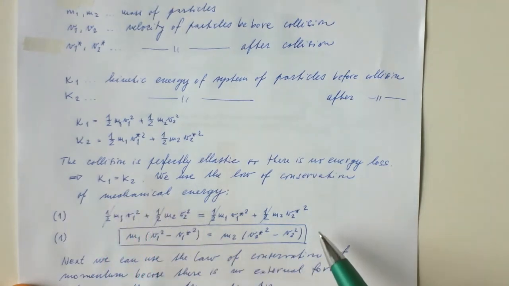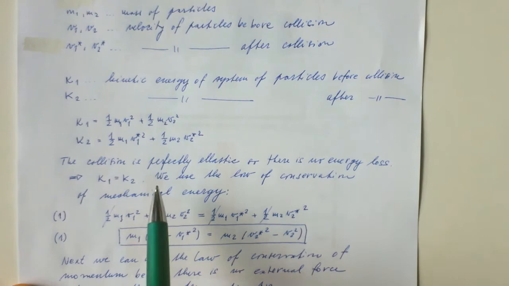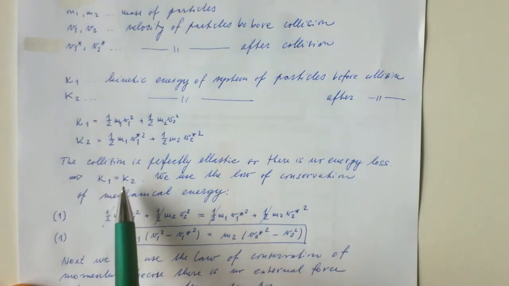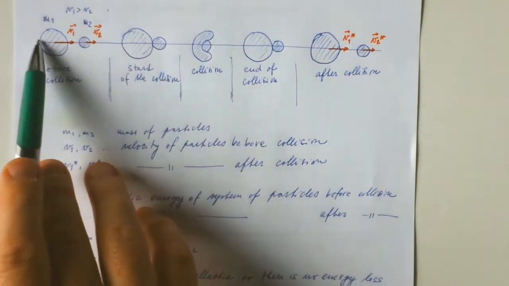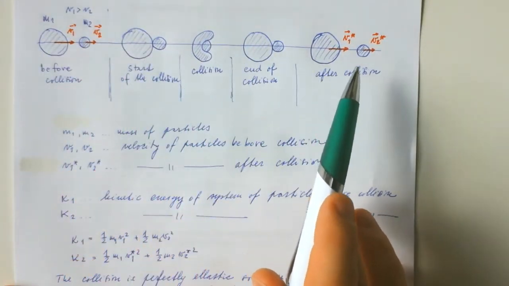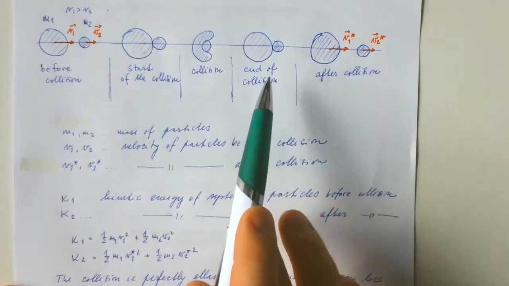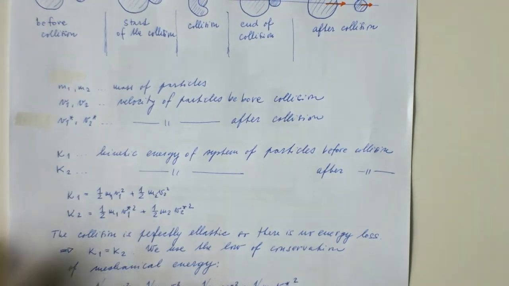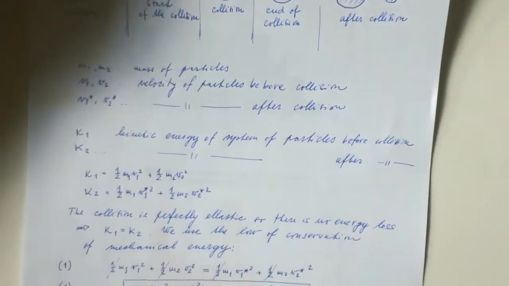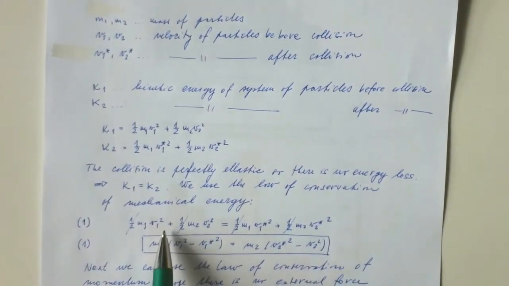I can remind that if we want to take into consideration also potential energy, it doesn't change because it moves on a horizontal line, let's say. Okay, so we don't have to take into consideration the change of potential energy. So we have the first equation.